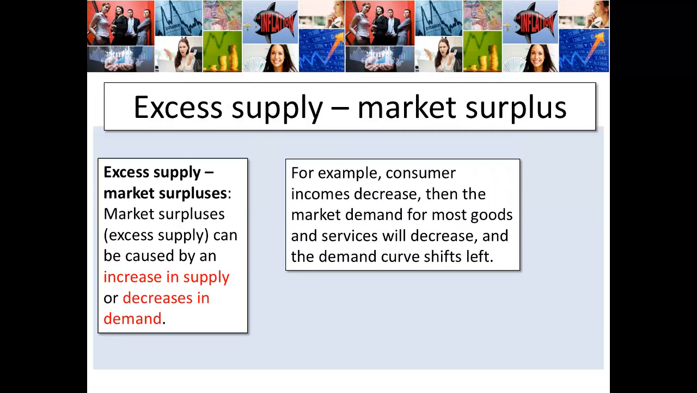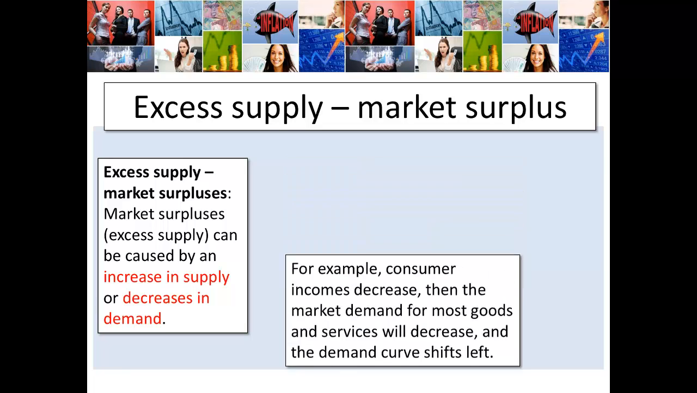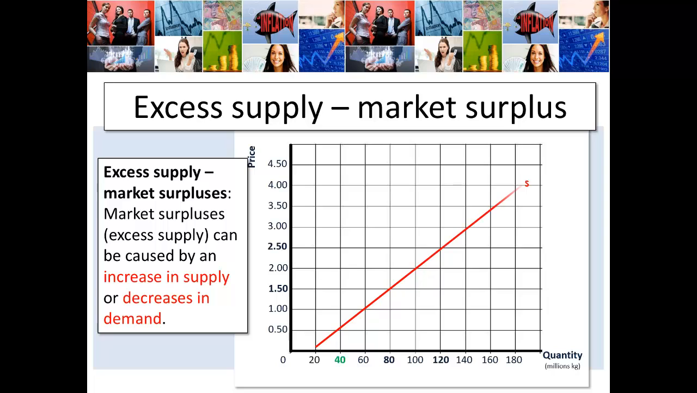Right? The last situation that causes excess supply, we're going to look at a situation where consumer incomes decrease, the opposite of what we looked at before. When that happens, then the market demand for most goods, if they're a normal good, will decrease and the demand curve shifts left. Quickly modelling that, we've got our initial supply and our initial demand. Market equilibrium price of $2.50, 120 million kgs is the quantity supplied, which equals the quantity demanded at that price.